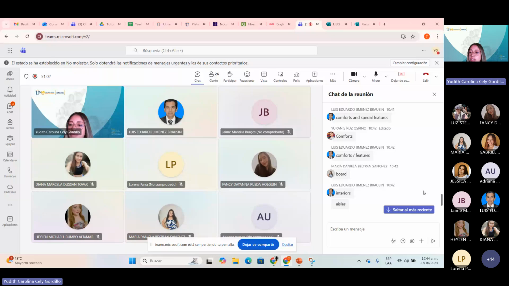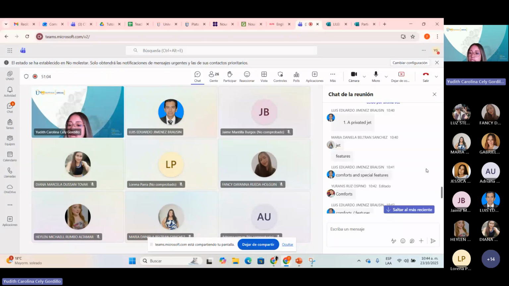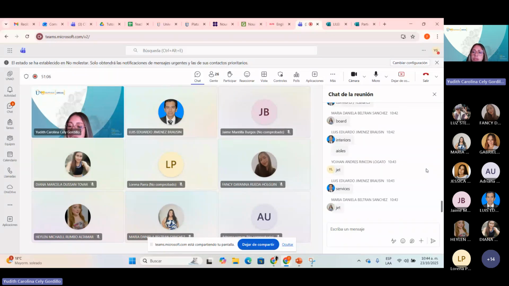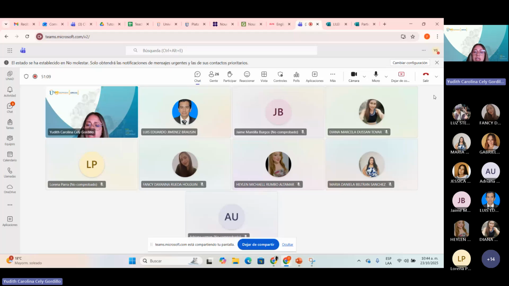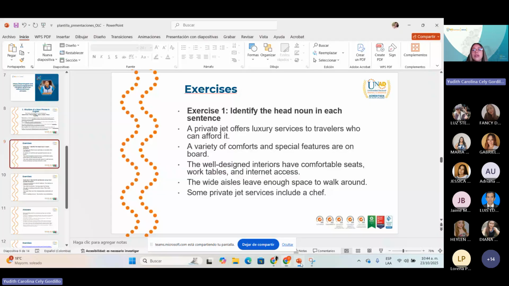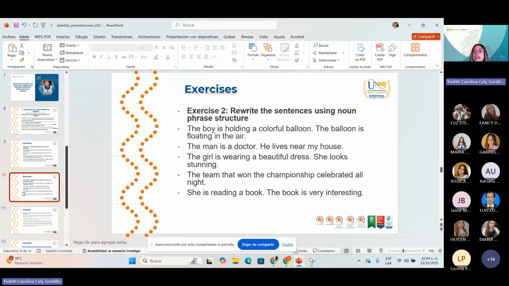That's right. You can write in the chat: features, comforts, interiors, aisles. That's right. Perfect, student. You did a good job. This is the idea, you are going to connect all those parts. Let's continue. In this case, we are going to analyze this one. These are different sentences using the noun phrase structure.